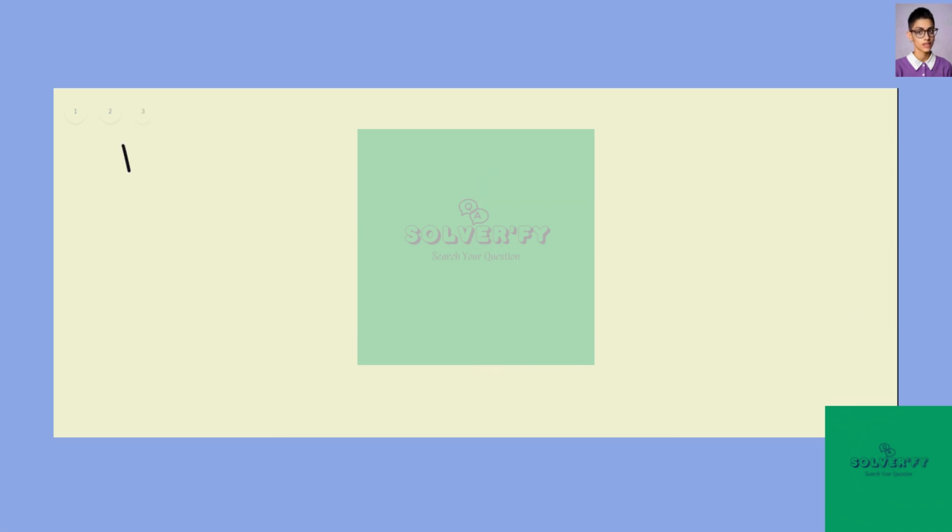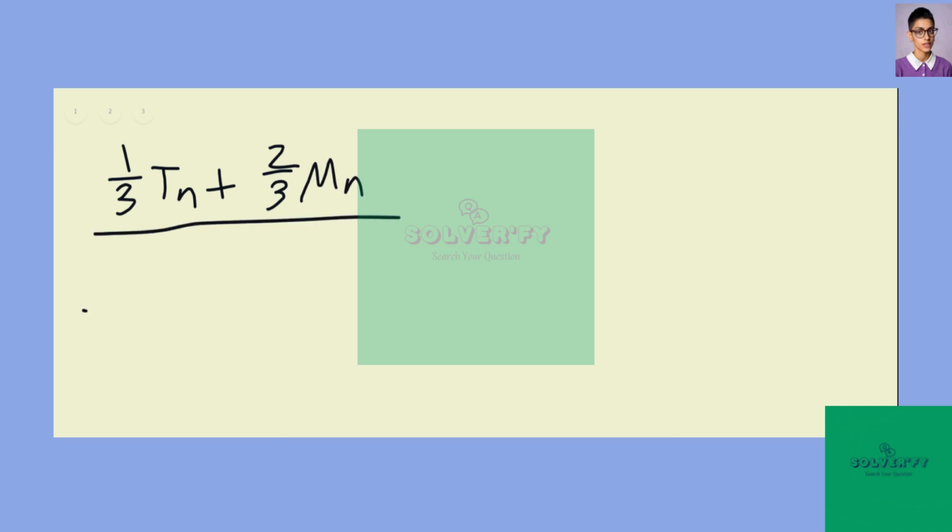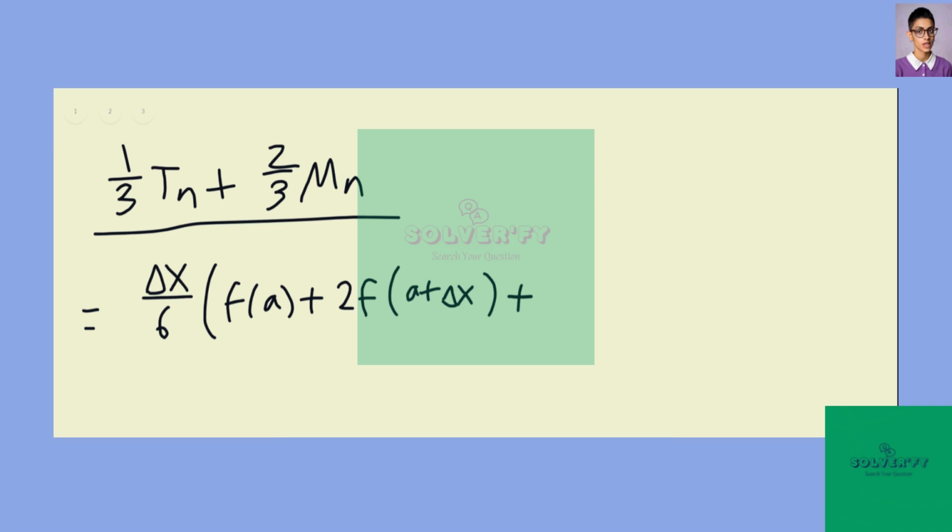And so let's just compute this left-hand side they gave us. So this is delta x over 6 times f of a plus 2 times f of a plus delta x plus 2 times f of a plus 2 delta x plus dot dot dot, all the way up to f of b.